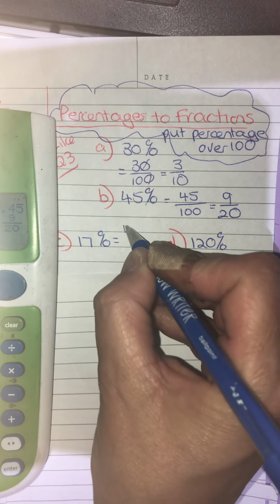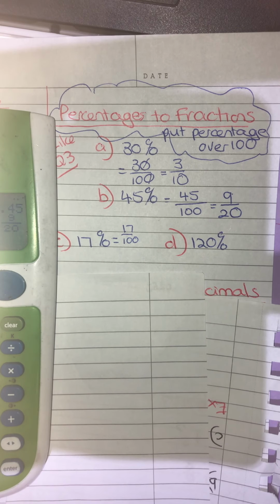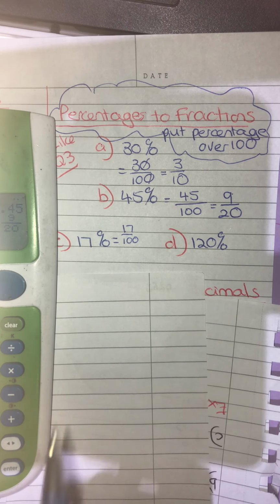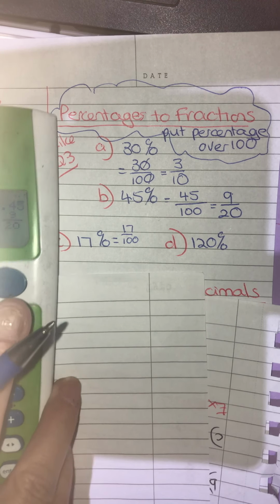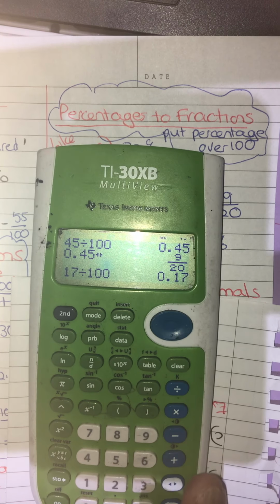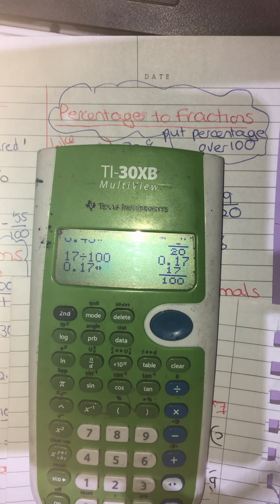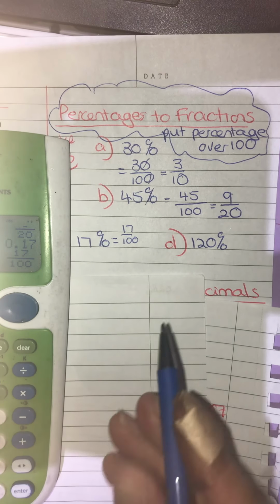So this one, 17, I'm trying to trick you. Why am I trying to trick you? Who can tell me? 17 is a prime number, so it doesn't go any lower than that. If you were to try that on the calculator, 17 divided by 100, you get a decimal. We don't like that. We want it in a fraction. So if you press the fraction button, it stays as 17 over 100 and you're finished.